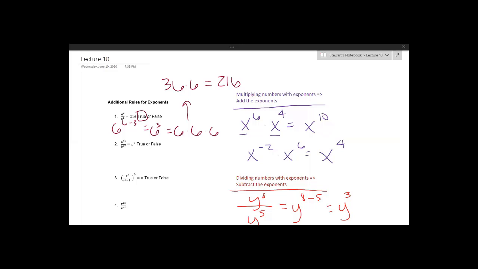In number 2, we have b to the 51st power divided by b to the 17th power equals b cubed, true or false. Okay, so for this one, we do the same thing. We have a similar base. We have b and b, both raised to different powers. So this actually would then turn into b to the 51 minus 17.